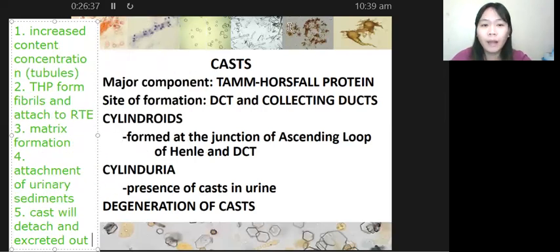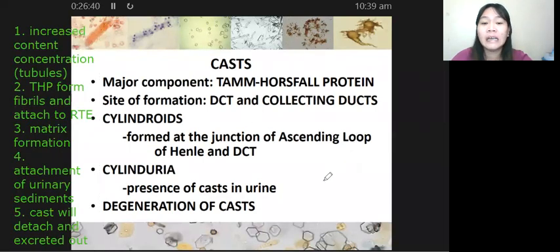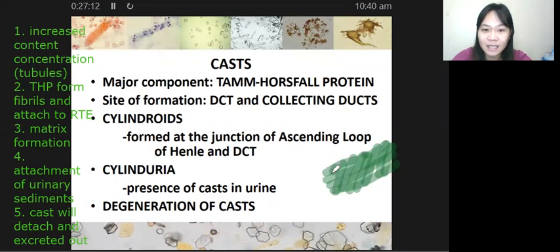Okay? So I will just try to draw para at least medyo mas maintindihan ng iba. Okay? So, di ba, ang una, of course, increase in content concentration or solute concentration and all the other factors. So, this will result to the formation of your Tamm-Horsfall fibrils. So, yan. Okay? So, mag-i-intertwine yan. Okay? It will form a mesh-like matrix. Ayan. Okay, so meron na tayong matrix, okay?